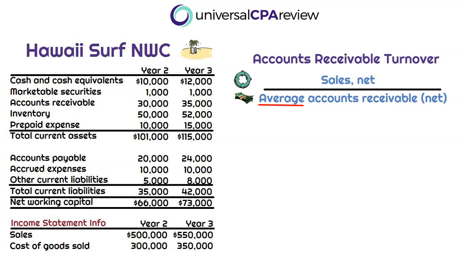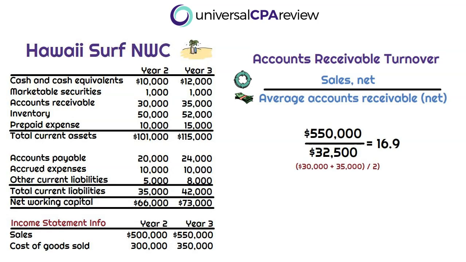Right? Again, it's the average. Got to remember that. And so when we look at the Hawaii Surf balance sheet, which now it's getting really late into the night, if we want to calculate the accounts receivable turnover, well, on the numerator, we'll have sales of $550,000 for year 3. And then we would take average accounts receivable, which is just the average of $30,000 and $35,000, which is $32,500. So sales of $550,000 divided by average accounts receivable of $32,500 equals a turnover ratio of 16.9 times.